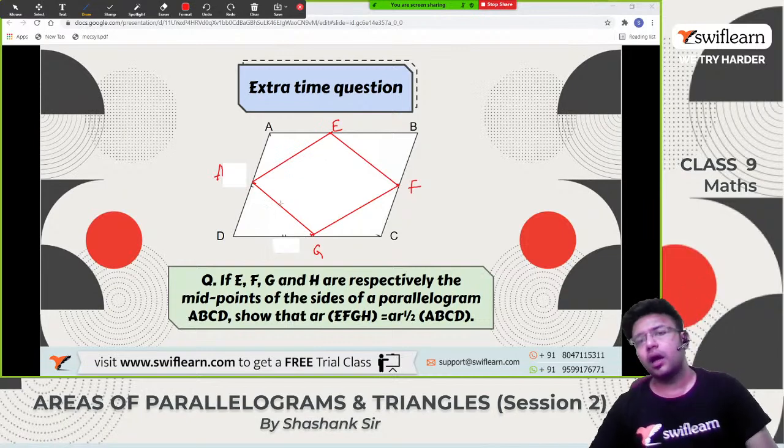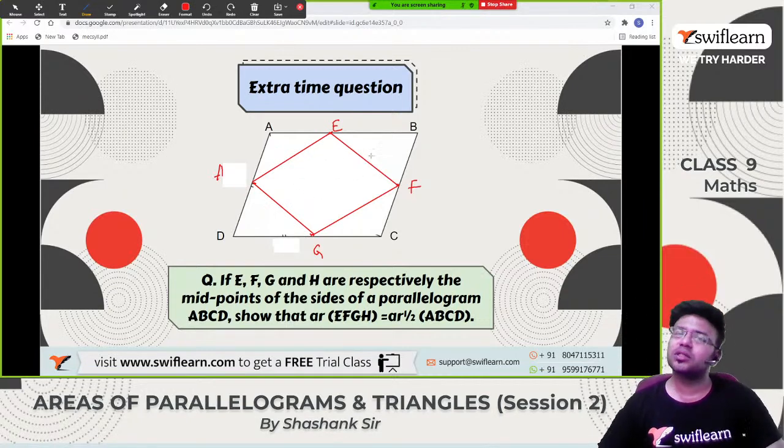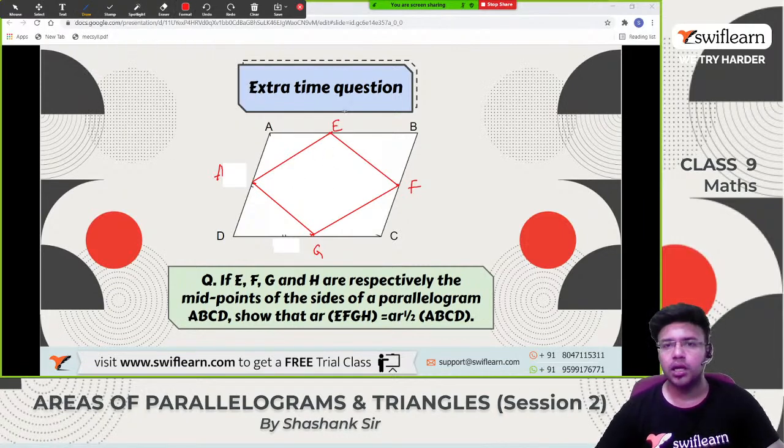Okay, now we need to show this is half of this. How to show this? I will give you a hint. Draw a parallel line EG. EG is parallel to AD and BC. Here it won't look parallel, but if I draw accurately according to scale, it will be parallel.